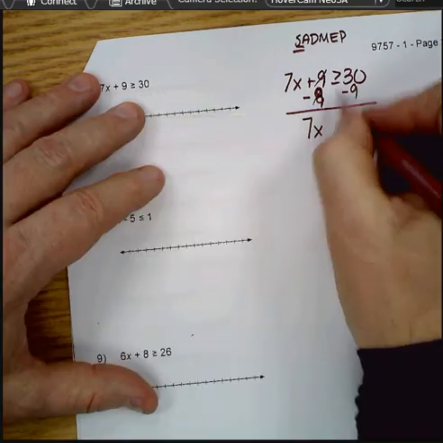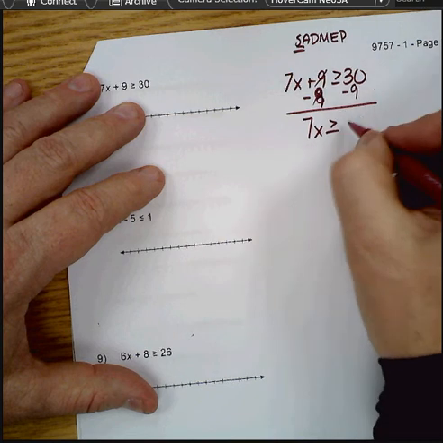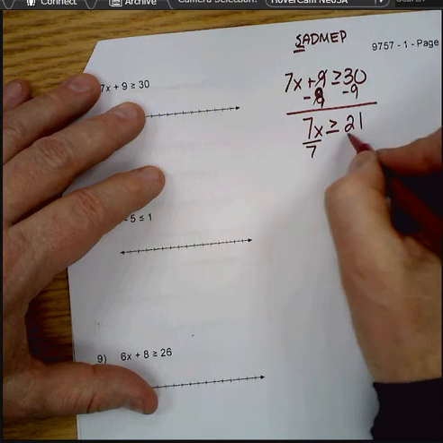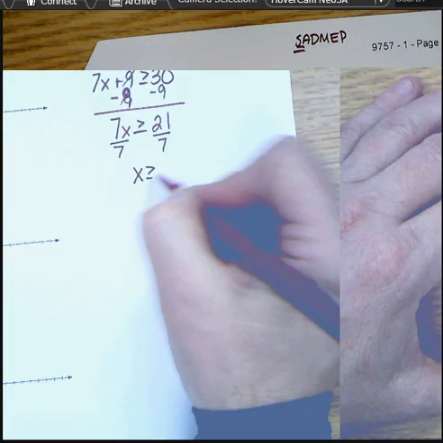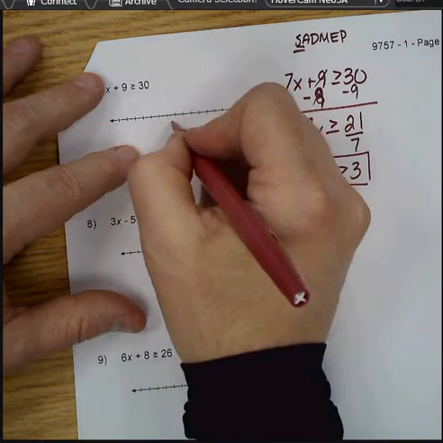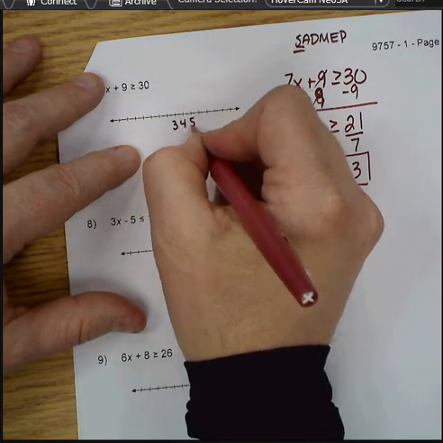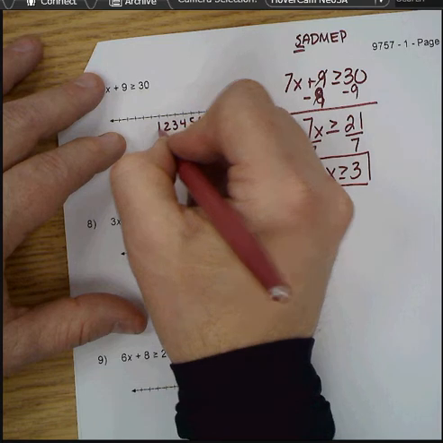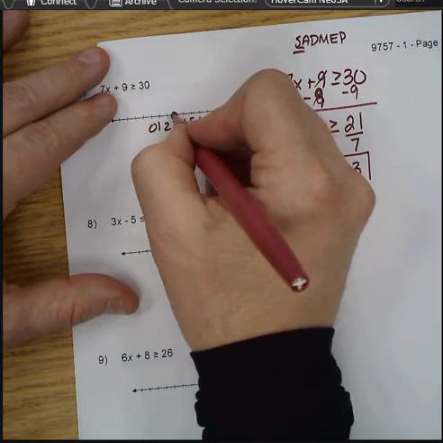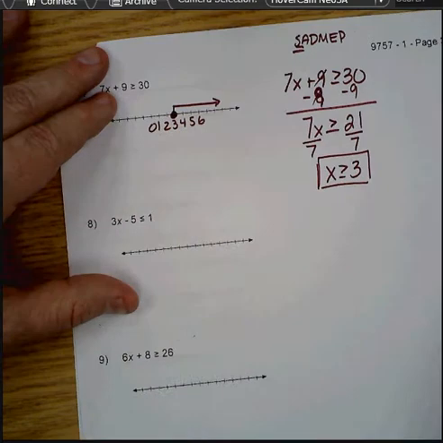That's 7x is greater than or equal to 30 minus 9, 21. Next step, undo any multiplication by dividing. x is greater than or equal to 3. That's my answer. I come up to my number line. I put a few points on it. Okay? Greater than or equal to 3, it's solid, and greater than sends me this way.